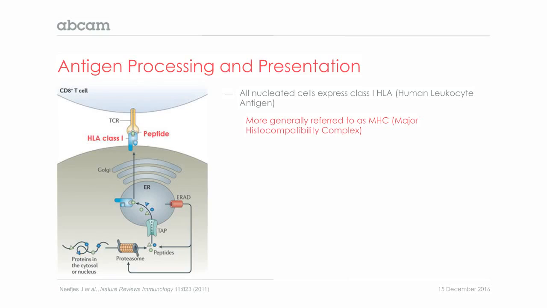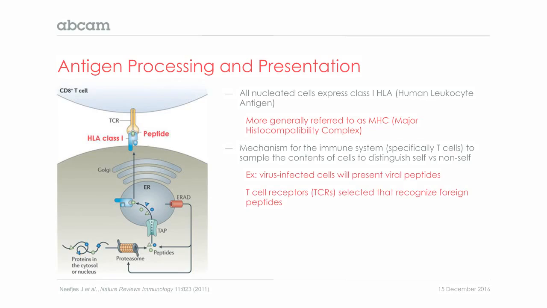So during normal T cell development, the majority of T cells that recognize self-peptides are removed in the thymus, and so the vast majority of T cells in the periphery are going to recognize foreign peptides.